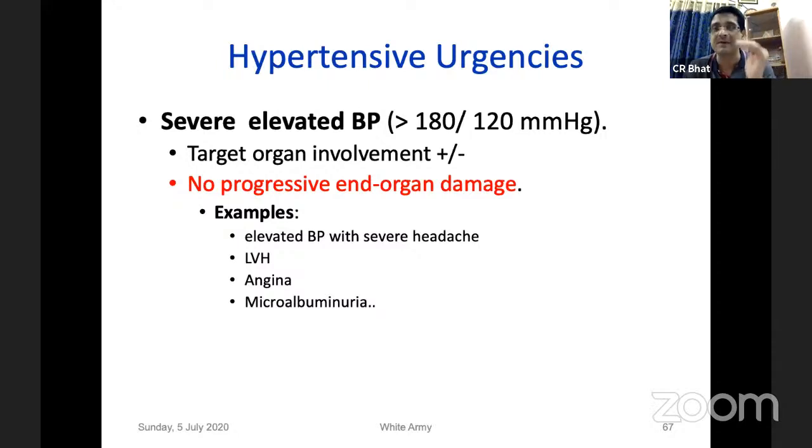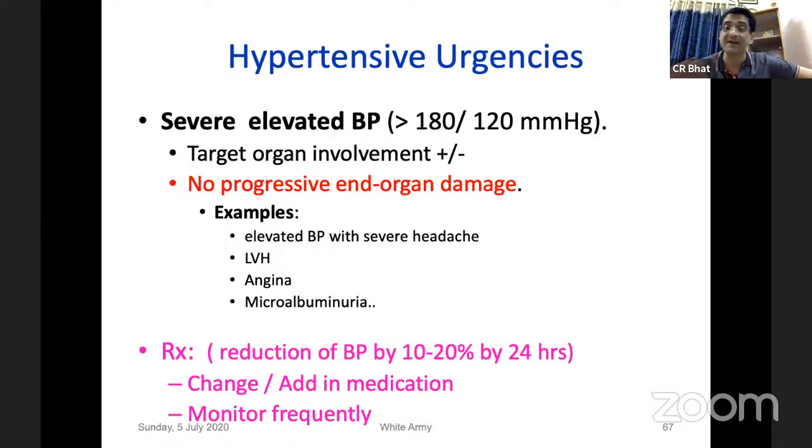We need to bring down the blood pressure in a gradual fashion. 10% of blood pressure should be reduced in 24 hours. Okay. Now the common thing is that elevated blood pressure with headache, elevated blood pressure with left ventricular hypertrophy, heaving apical impulse, or elevated blood pressure with angina, microalbuminuria, all these things come under the urgency category.